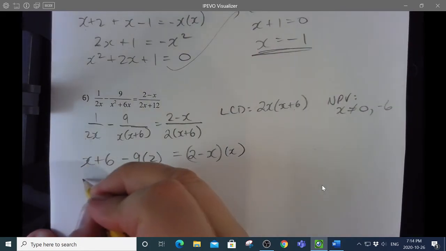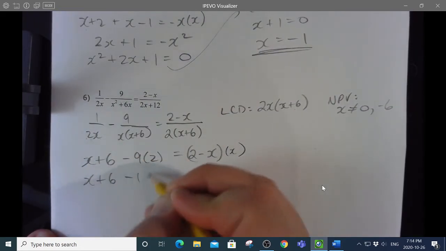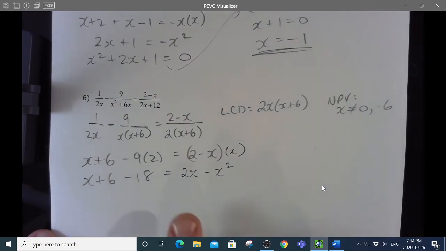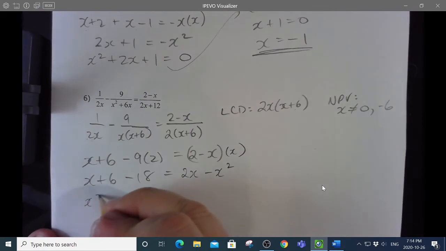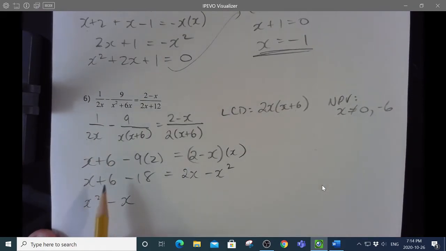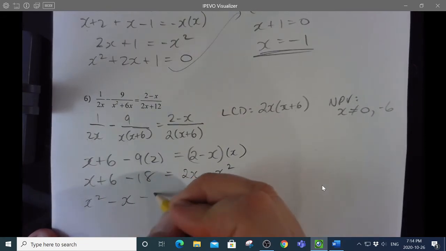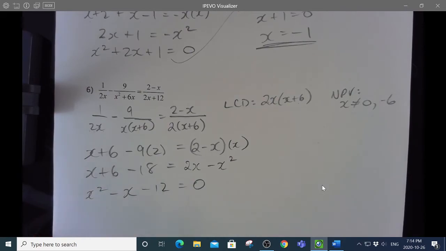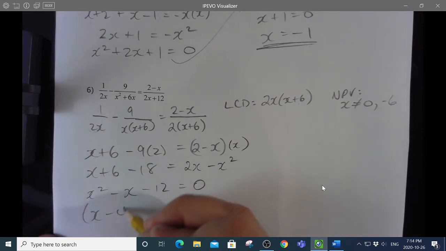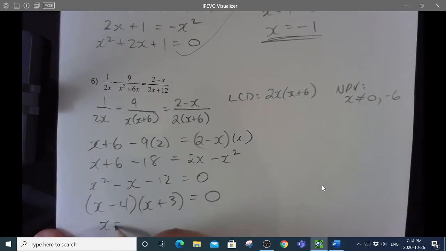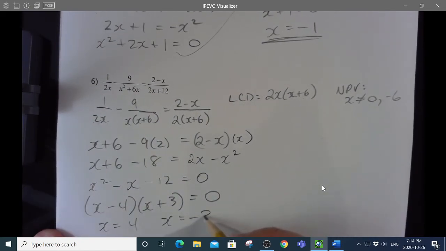Let's simplify all that. X plus 6 minus 18 is equal to 2x minus x squared. I'm going to move everything to the side. I get positive x squared. I get x minus 2x. And I get 6 minus 18, which is minus 12. What two numbers times to make negative 12 and add to make negative 1? Negative 4 and plus 3. So x is equal to 4 and x is equal to negative 3.